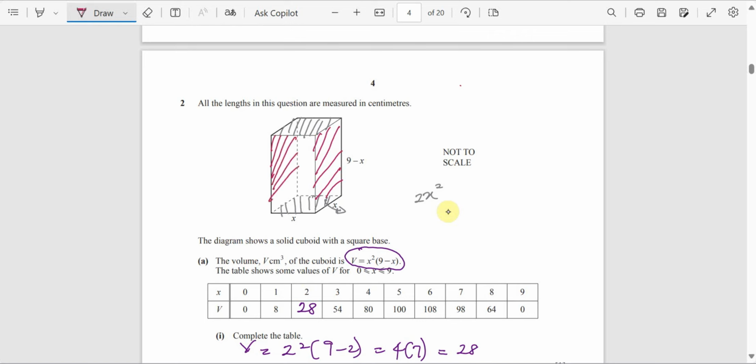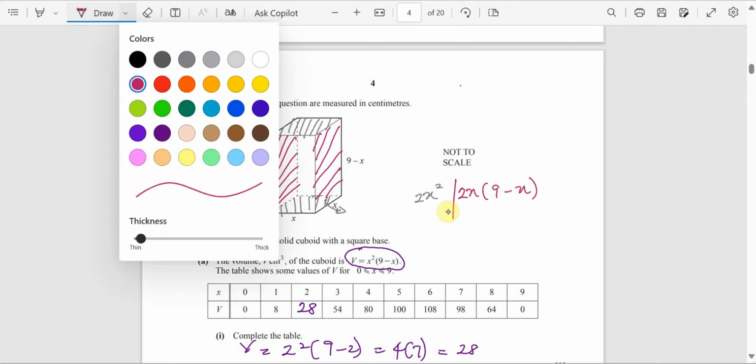That's another pair of surfaces. So I have to find the area of the two sides. In this case, the length is 9 minus x, and the breadth is x. So the area of the other surface is x times (9 minus x). And remember, there are two, so you multiply it by 2.